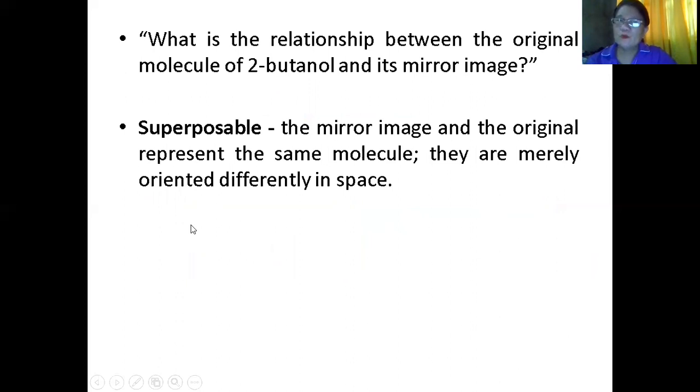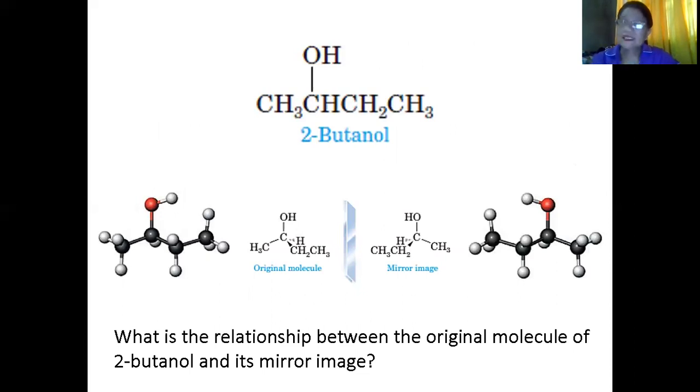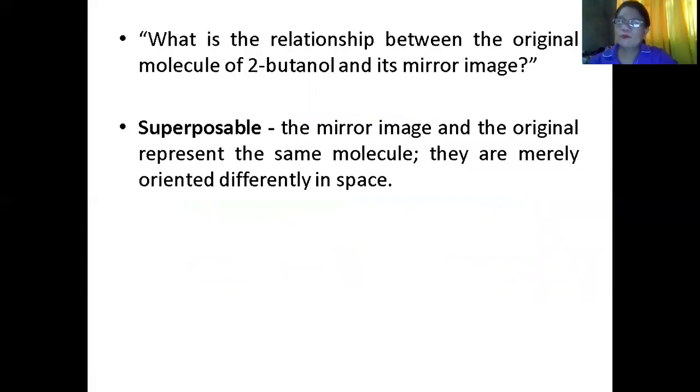There are two types of mirror image. It is superposable, also known as superimposable. Superposable means the mirror image and the original represent the same molecule. They are merely oriented differently in space. Same thing with what we have here. The bulkiness of your CH2CH3 is on the right side, but in its mirror image, the bulkiness of the CH3CH2 is on the left side. So that is superposable, meaning the mirror image and the original represent the same molecule.